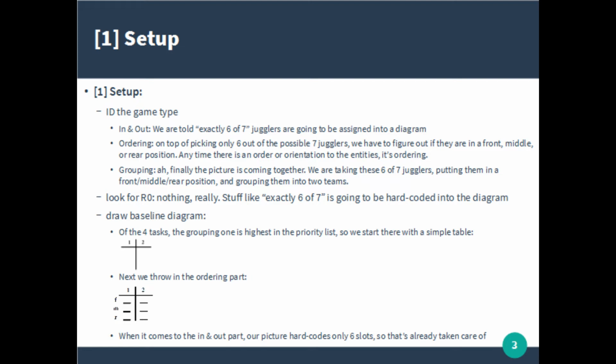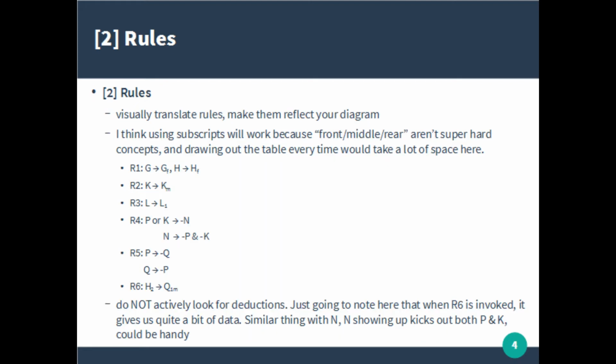And finally, our third task in this game was the in and out part. But like I said, our picture hard codes exactly 6 slots, so that's already taken care of. We don't really need to worry about that. So that's that. We don't actually need to care. So now that we have successfully constructed our baseline diagram that incorporates all 3 of our tasks, we are now going to move into the rules.